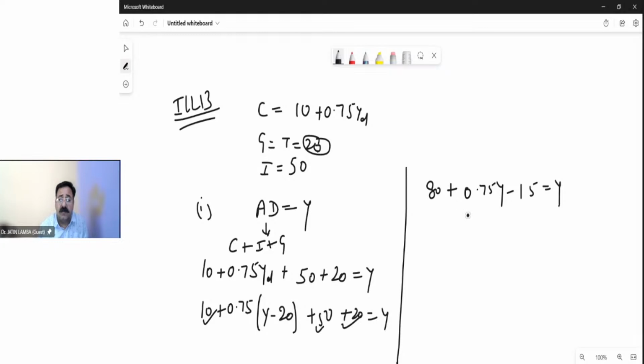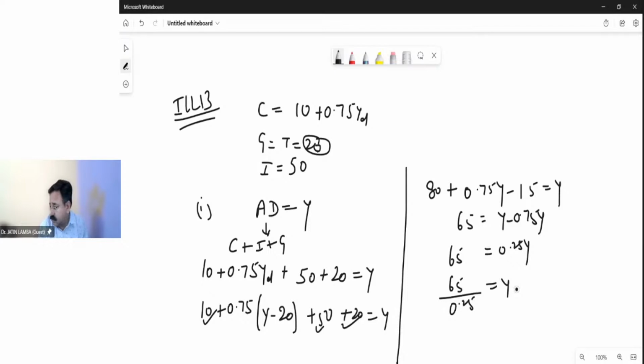Now 80 minus 15, 65. Y minus 0.75Y, that is 0.25Y. 65 divided by 0.25. You will get 260. The answer is 260. So equilibrium level of income we get 260. Right, absolutely. Bhumika, Gaurav, very good. So answer is 260, right?